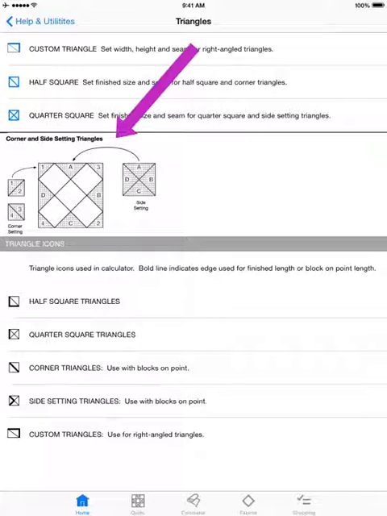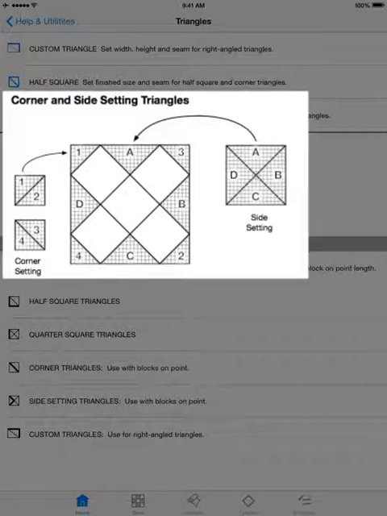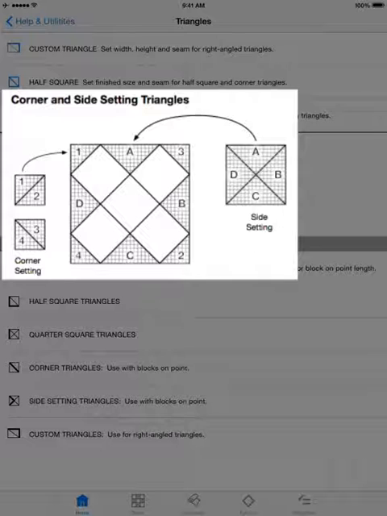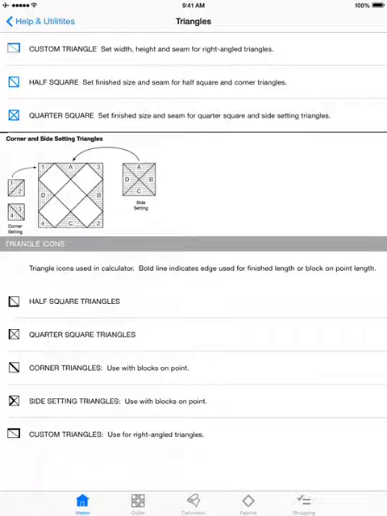In the middle of the page, you will see a diagram that just gives you a reference point for how corner and side setting triangles work, because it can be a little confusing as to how the pieces come together in terms of where you would need to place them and what they're named. And then below the diagram is a listing of the icons that are used in the Yardage Calculator to just kind of help you remember what the different symbols are for.